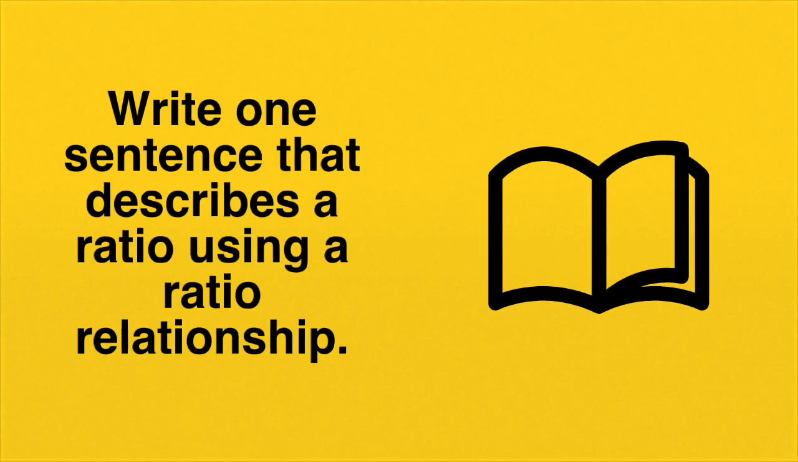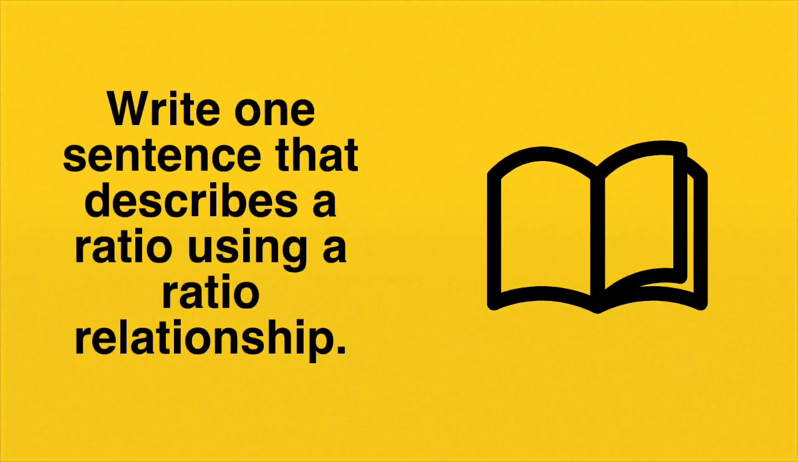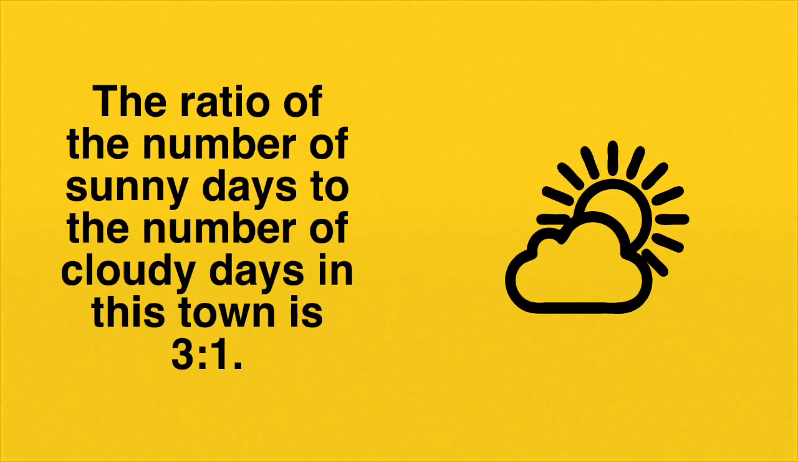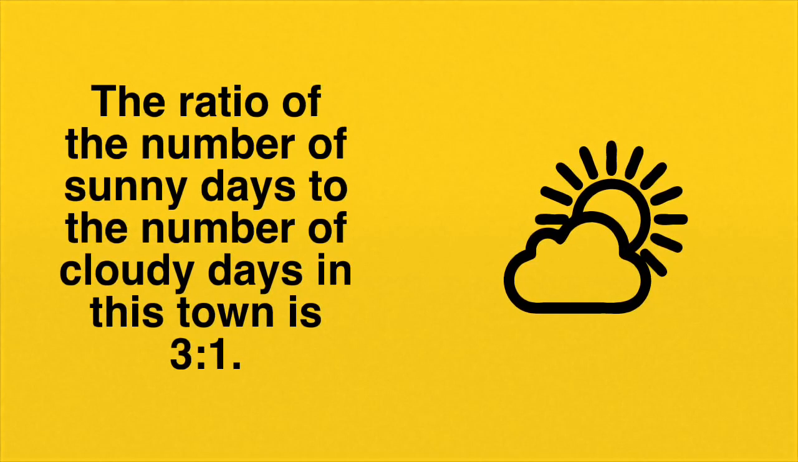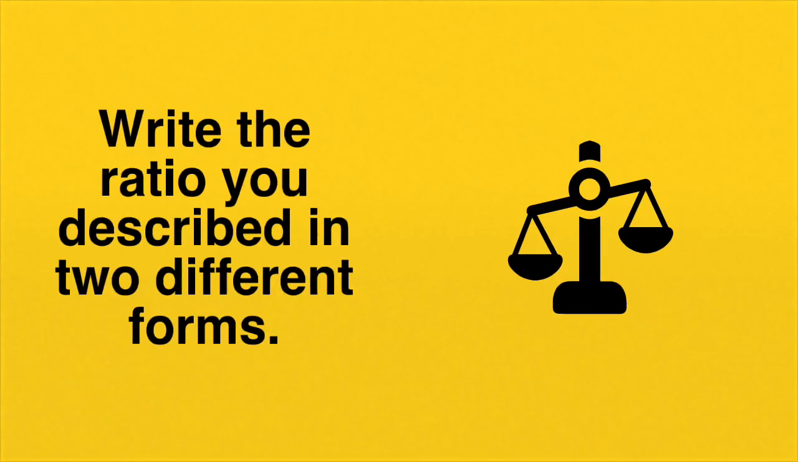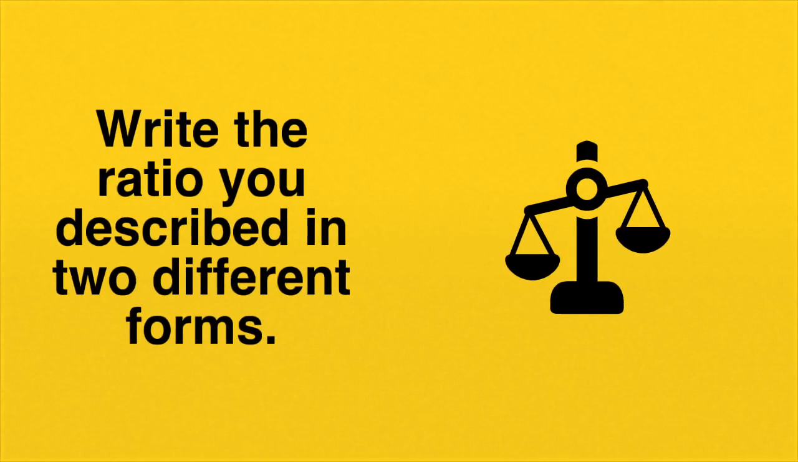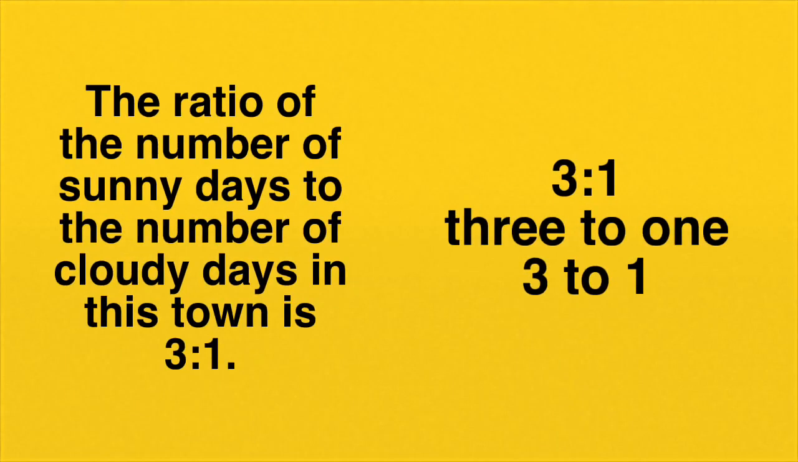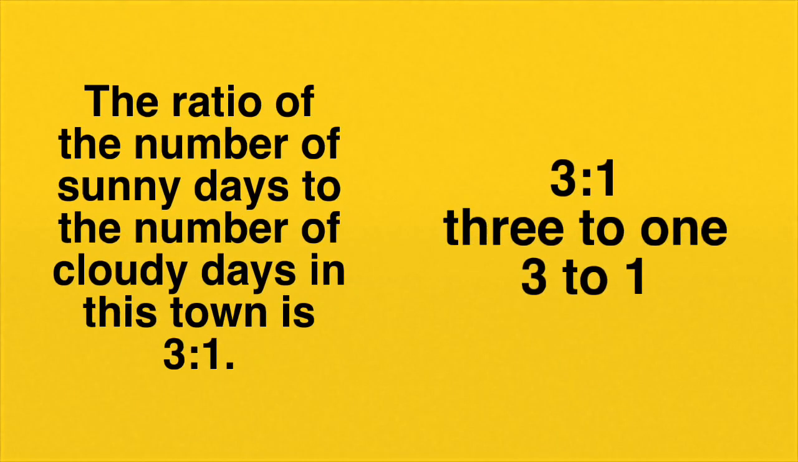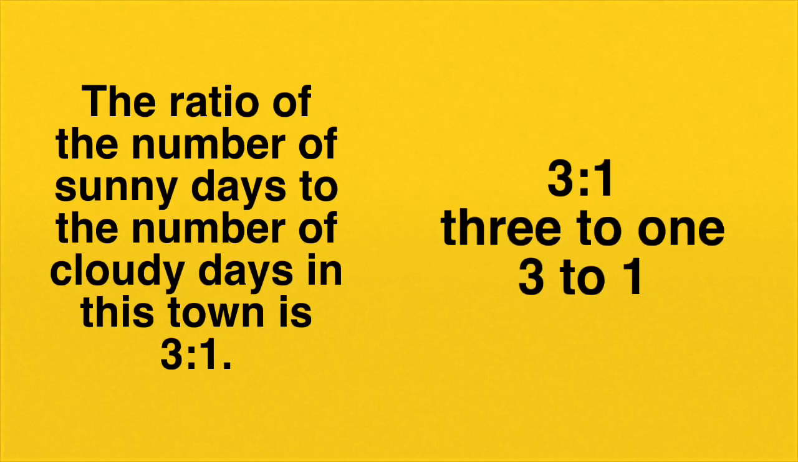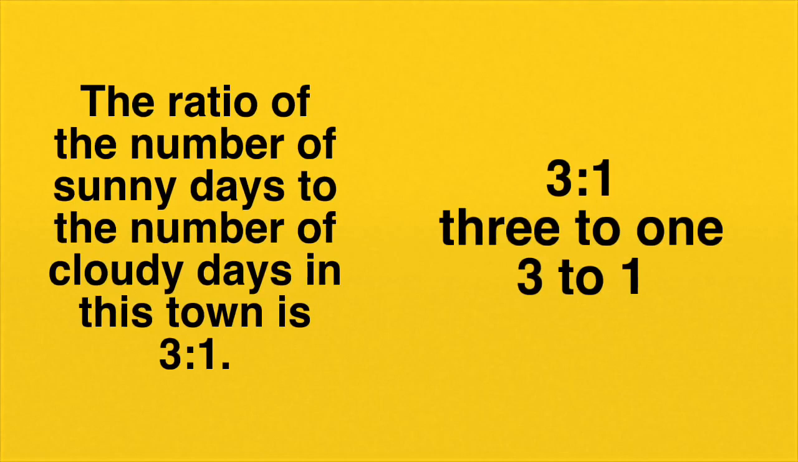Take a moment right now and write one sentence that describes a ratio using a ratio relationship. Here's one. The ratio of the number of sunny days to the number of cloudy days in this town is 3:1. Now, take the ratio out of the ratio relationship and write it in two different forms. So for example, from my ratio relationship, I can extract the ratio 3:1 and I can write it using numerals, 3:1, or using words, or using numerals and words.